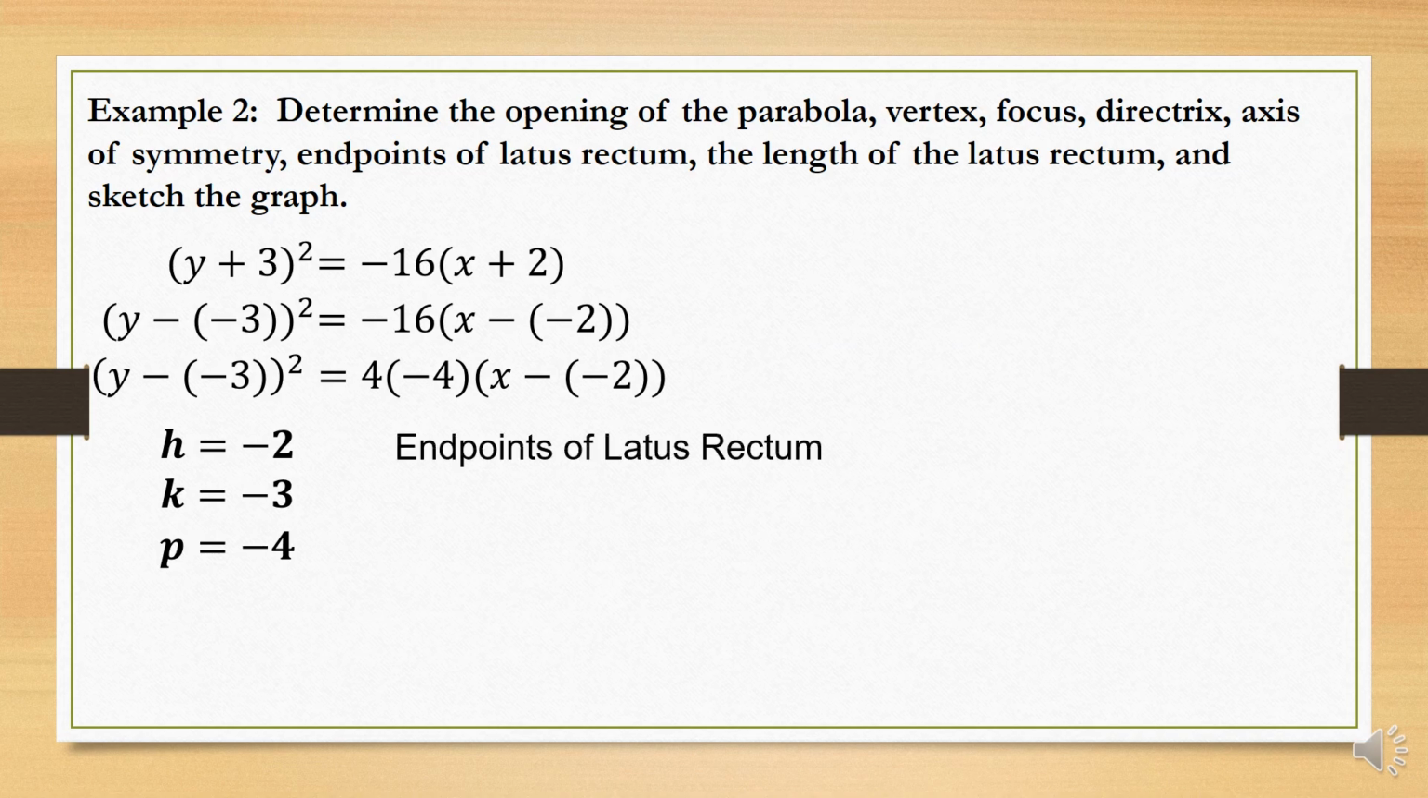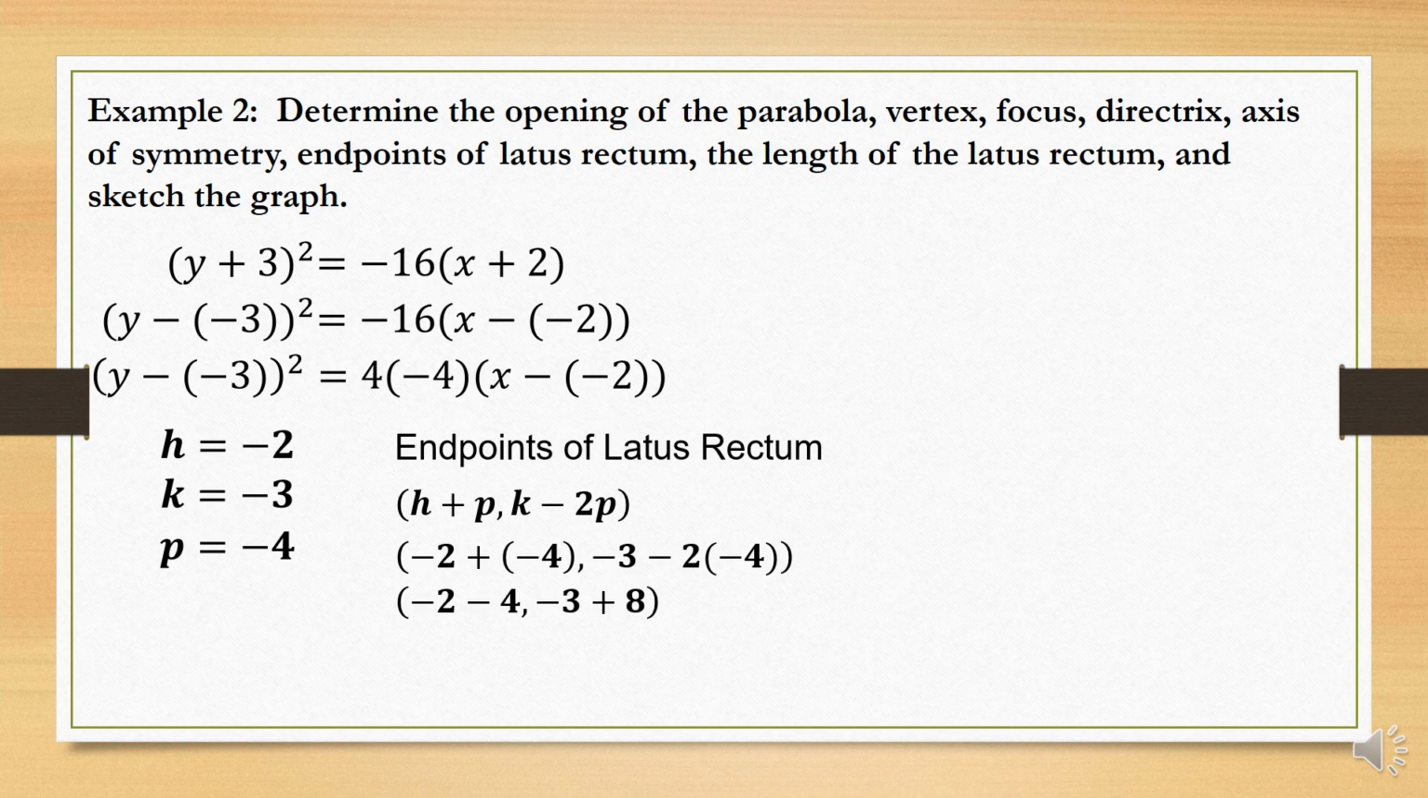Endpoints of latus rectum. So using the given formula, substitute the values of h, p, and k. So we have -2 plus -4 and -3 minus 2 times -4. Then simplify, you have -2 minus 4 and -3 plus 8. Then we have -6 and +5. So this is now one of the endpoints of the latus rectum.